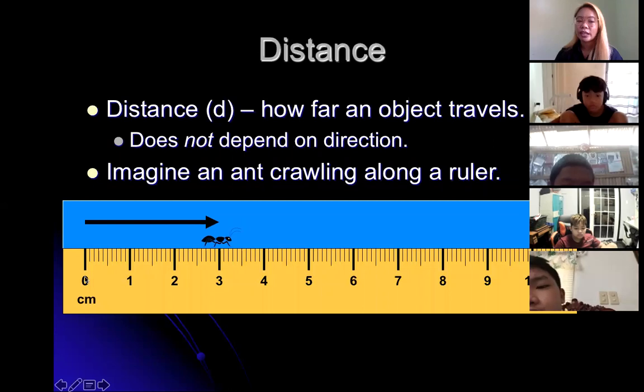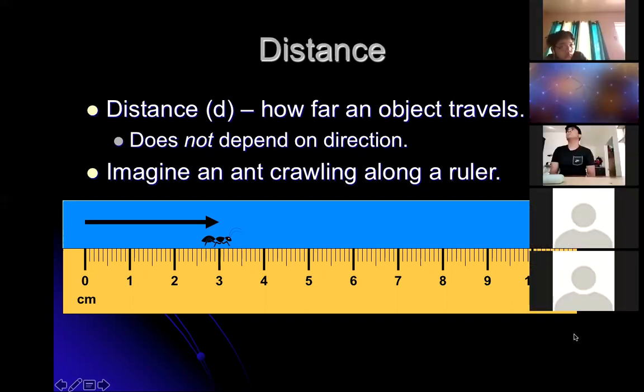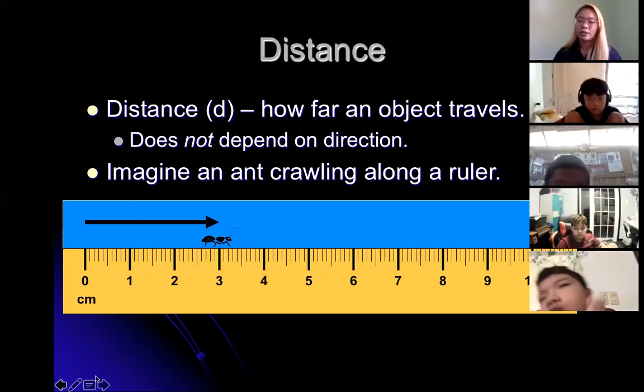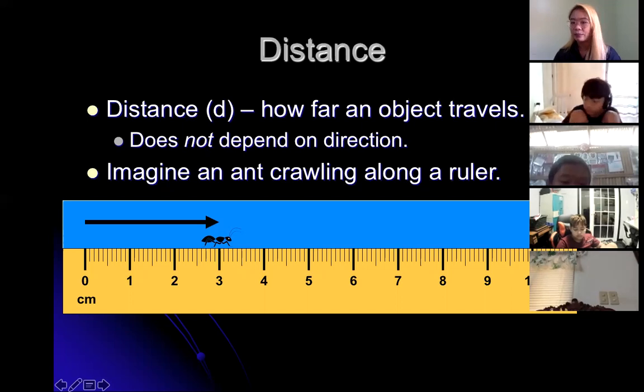So our starting point is at 0 centimeters and our ending point is at, what's the end point? 3 centimeters. Thank you very much. So now we are going to measure what is the distance, or how much distance did the ant travel from the starting point going to the end point.